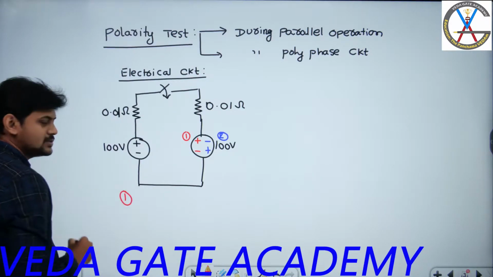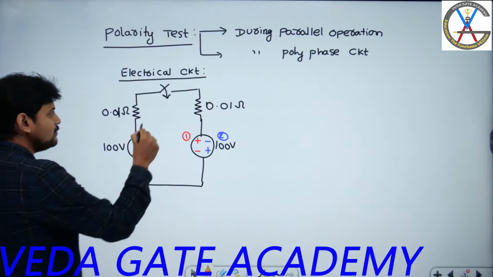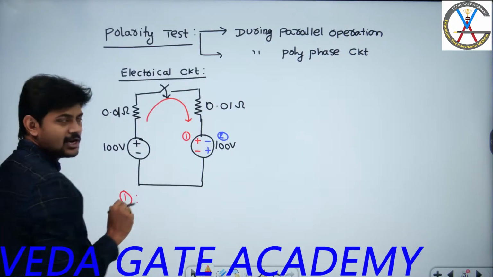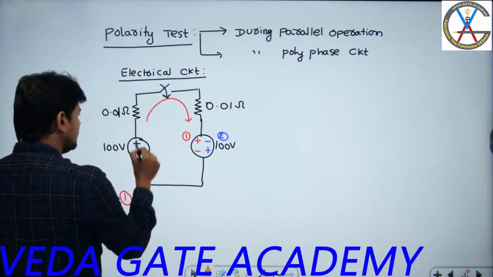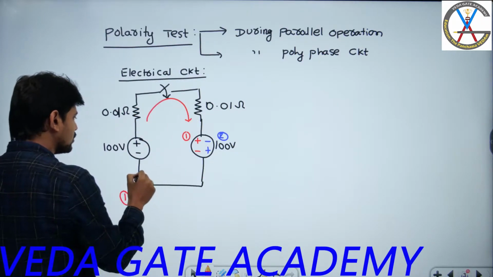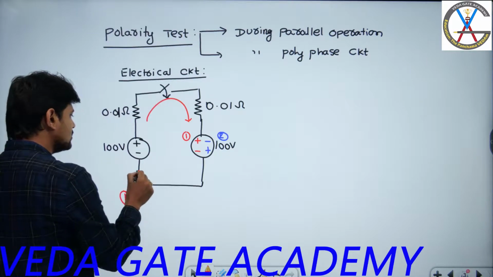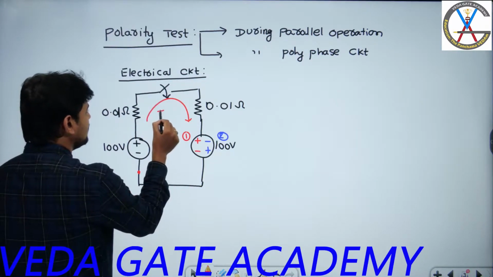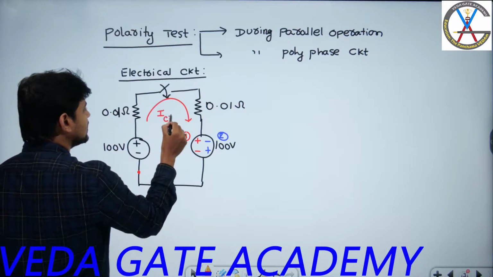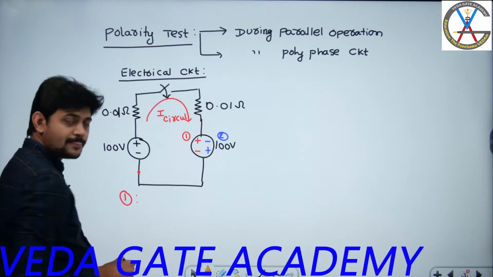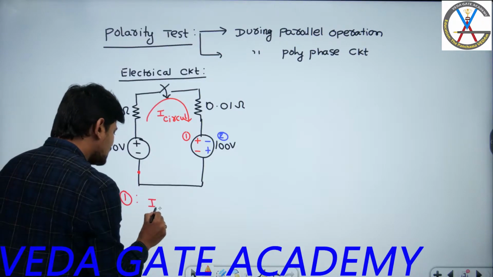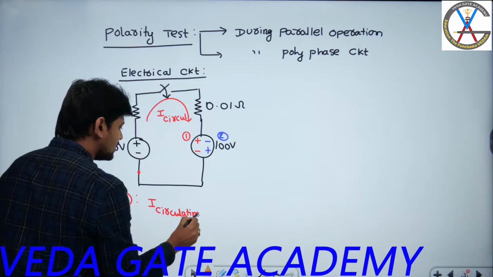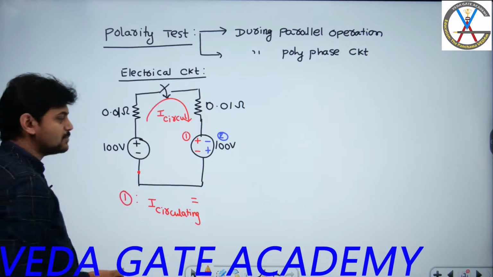So in the first case, if you try to calculate the resultant potential difference, if you apply KVL around this loop, this is plus 100, and this is plus 100. So if you apply KVL from here, minus 100 plus 100. So what will happen to the resultant current? Suppose I assume this is the circulating current between these two sources. Can you tell me what is the circulating current if I write the expression for circulating current?